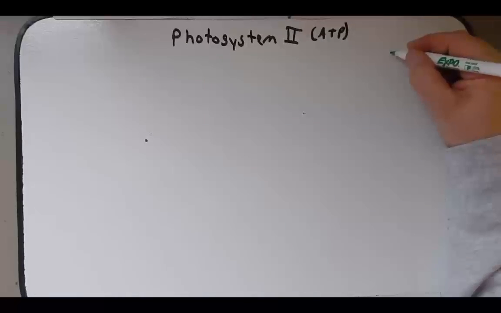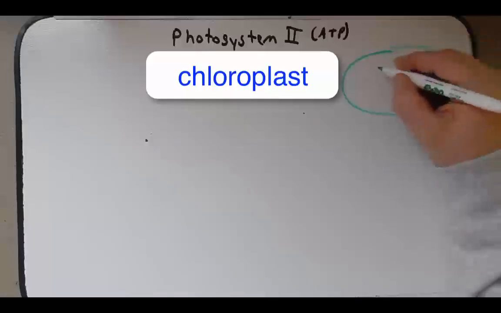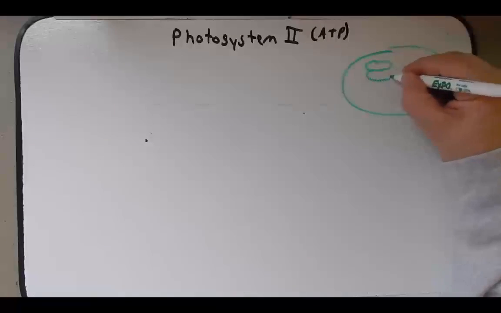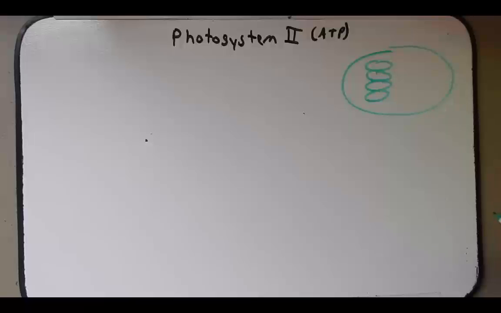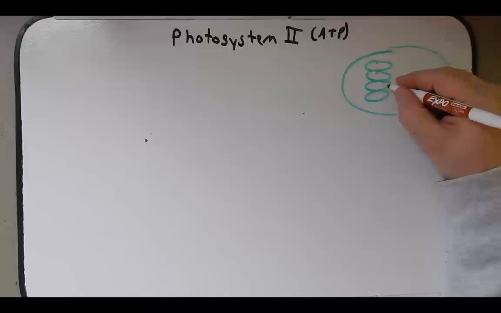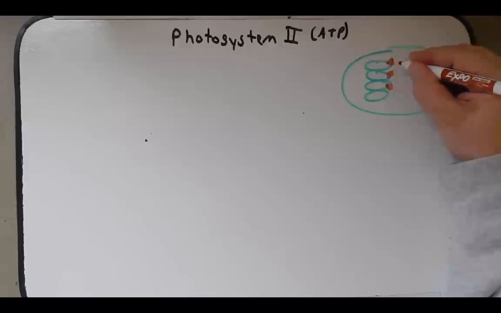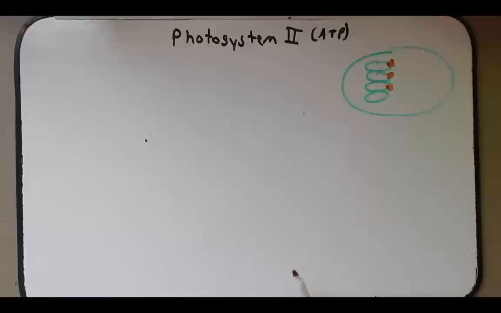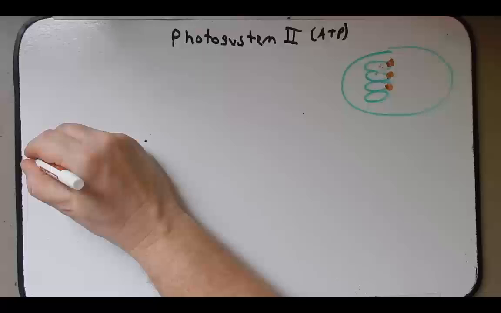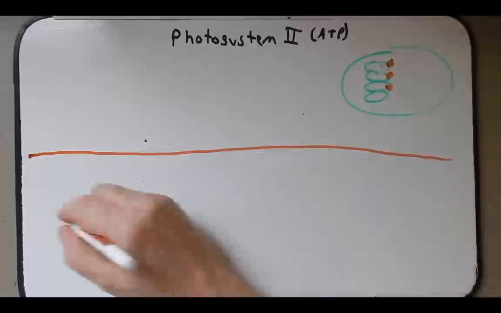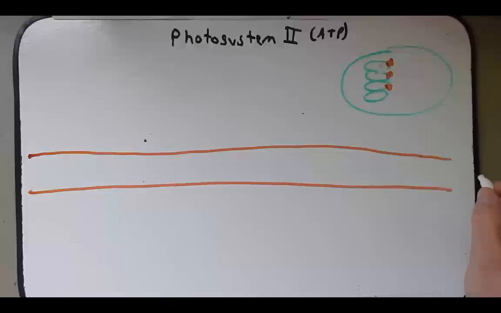So remember, just as a point of reference, this is our cell here with our thylakoid membranes, like so. Our photosystems are going to be located in these membranes that I drew on the previous whiteboard. They're going to be all across this membrane. So now that we have our frame of reference, let's draw our thylakoid membrane here so we can talk about specifically Photosystem II.